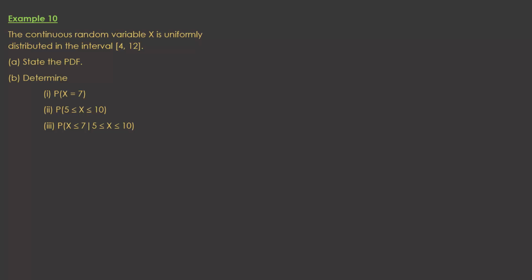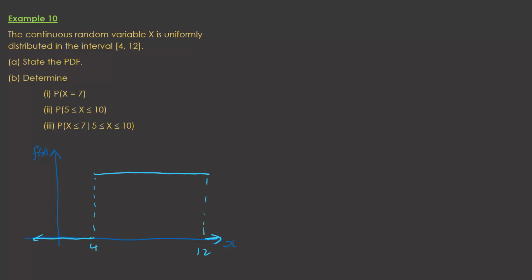The continuous random variable x is uniformly distributed in the interval 4 to 12. State the PDF. Well, let's get a picture of what this looks like to start with. So we have our x-axis along here, and then f of x will be here. So between 4 and 12, it's going to be non-zero, and then it will be 0 everywhere else, like so.